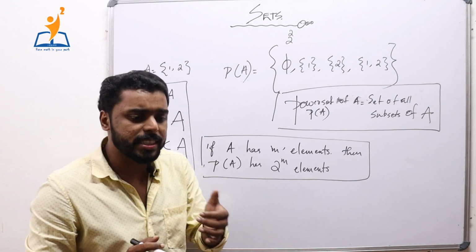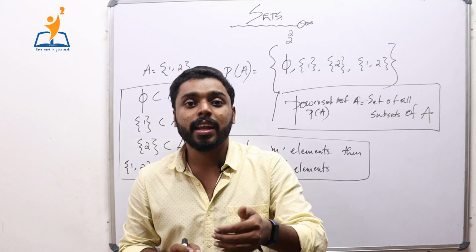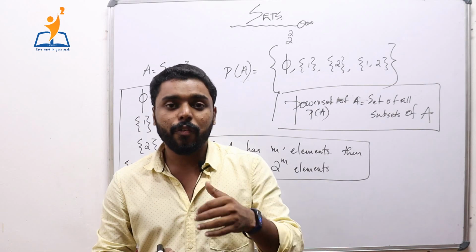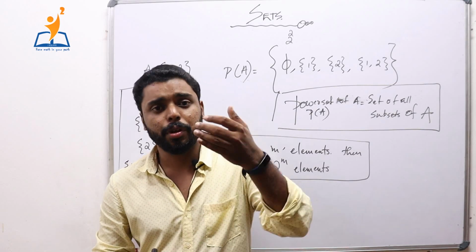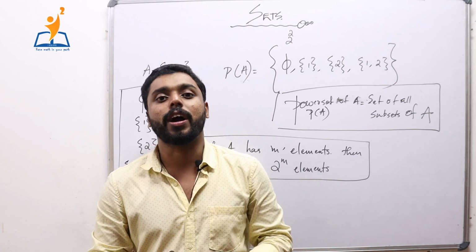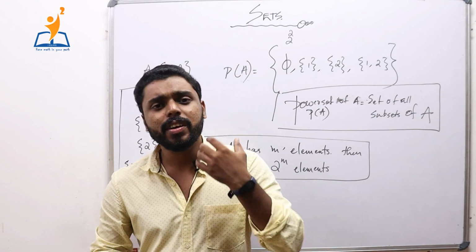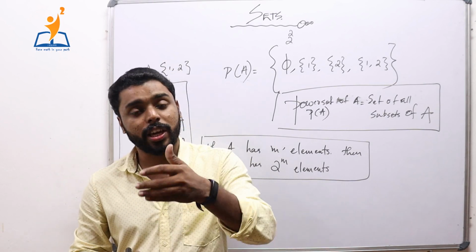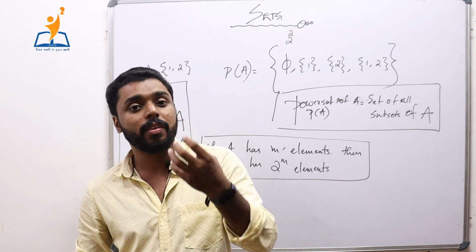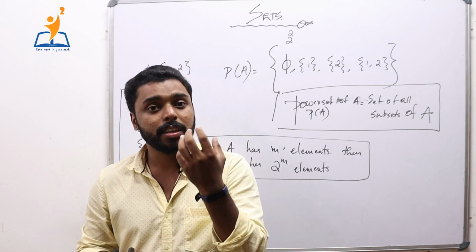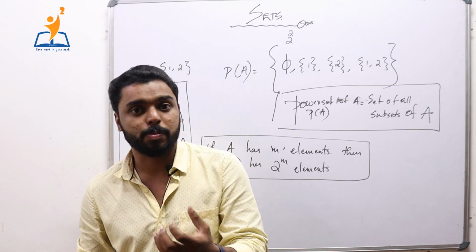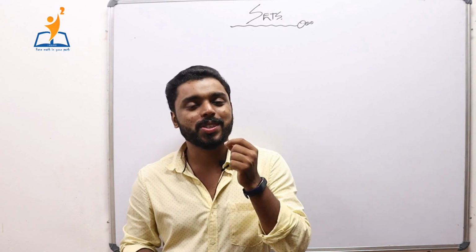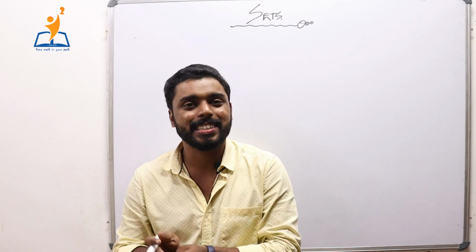That means that if a set A has 10 elements, then the number of subsets of the set A is nothing but 2 raised to 10. If a set has 5 elements, then the number of subsets of that set is 2 raised to 5. In a similar way, whenever a set has m elements, power set of A contains 2 raised to m elements. We can also redefine that as whenever a set has m elements, it must contain 2 raised to m subsets.